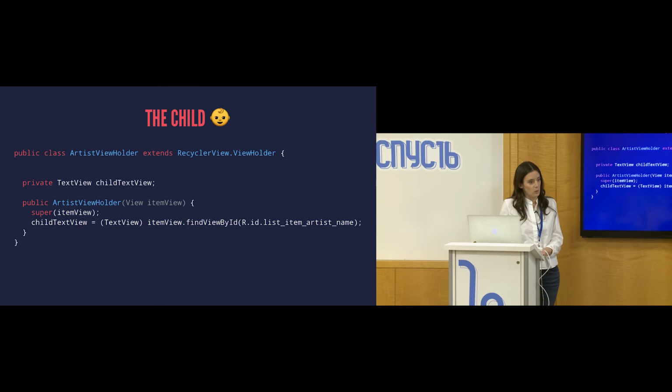So first up is the child view holder. This is a really kind of standard RecyclerView view holder. Nothing too fancy here. I apologize, it looks like a lot of text, but it was really just to illustrate that this is a standard view holder.